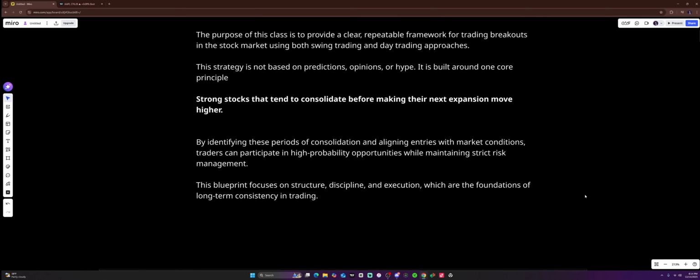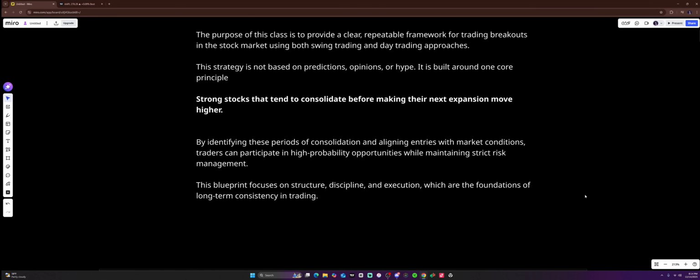By identifying these periods of consolidation in a stock, you want to align your entries right after the breakout happens out of the consolidation area. We'll go on the charts and show you some examples. This blueprint is going to focus on structure, discipline, and execution, which are the foundations of long-term consistency in trading.